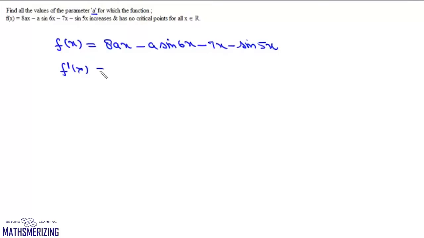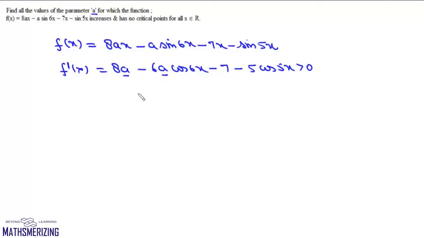Now here the question is, find all the values of parameter a for which this function f x equals 8ax minus a sin 6x minus 7x minus sin 5x increases and has no critical points. Now if we find f dash x, f dash x will be 8a minus 6a cos 6x minus 7 and minus 5 cos 5x, and it should be strictly greater than 0.